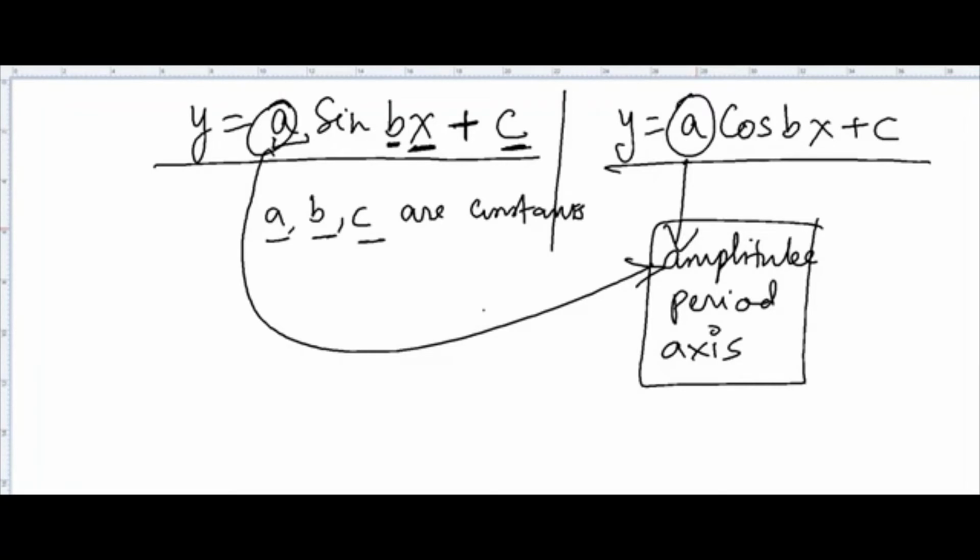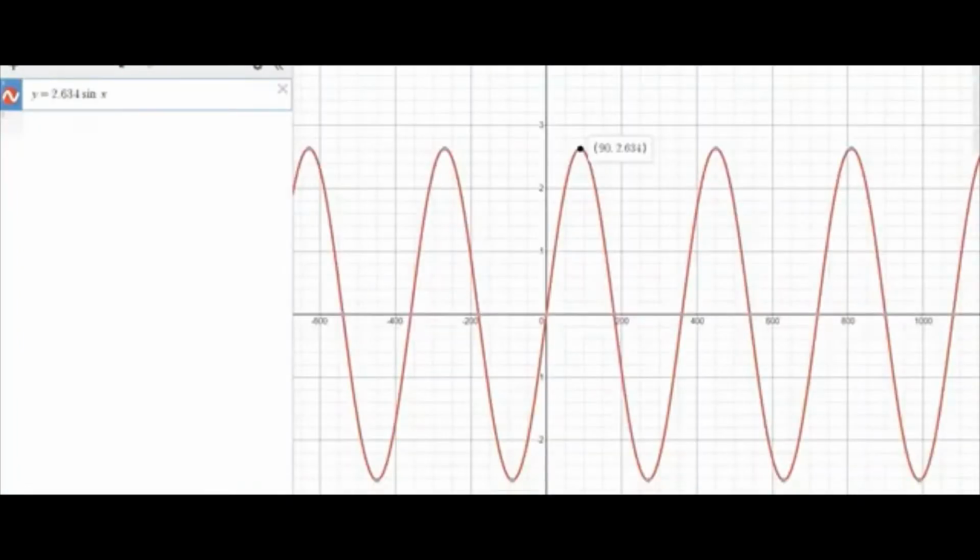Alright, let's go back to our Desmos. Now I will erase this and for simplicity's sake, let's keep it 2. Amplitude as 2. Alright.